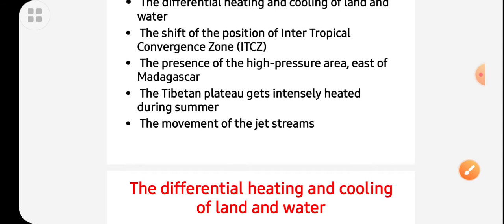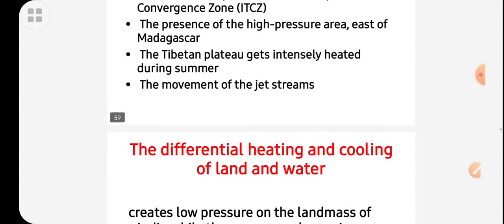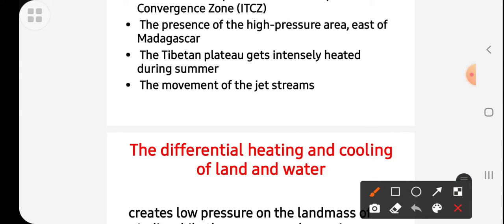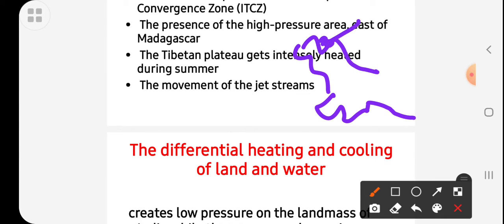Another is that the Tibetan plateau gets intense heat during the summertime. When we draw this, this is India, and this particular place is Tibet. We know this is the Tibetan plateau, the highest plateau height-wise. In summer, strong vertical air circulation results in the formation of low pressure over the plateau, which is about 9 kilometers above sea level.